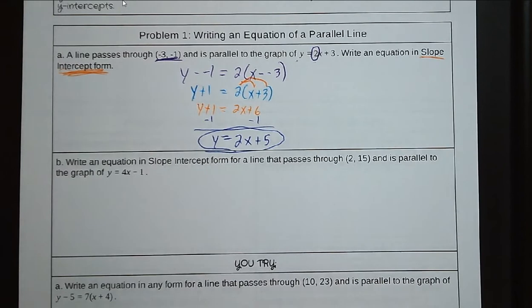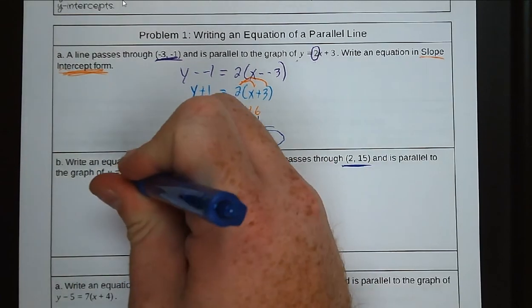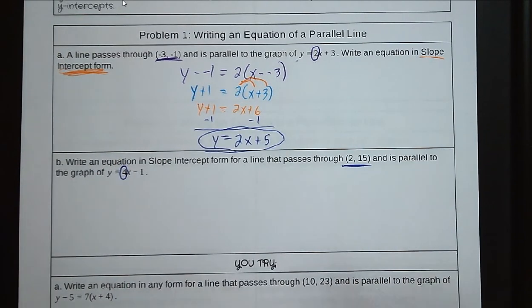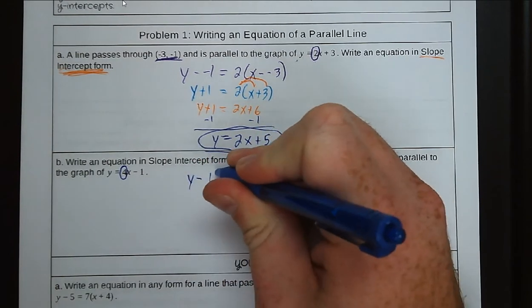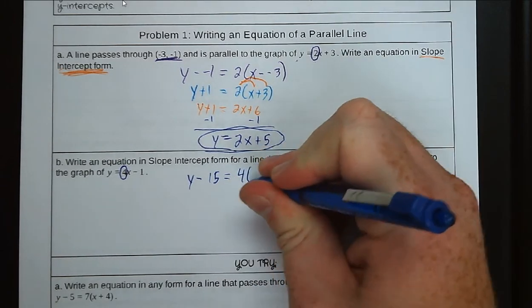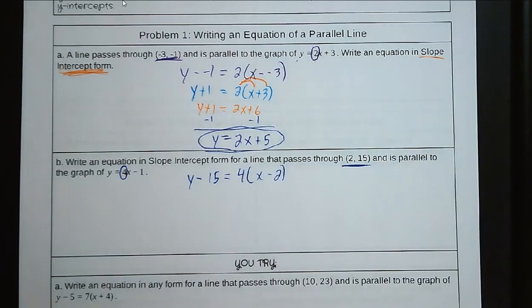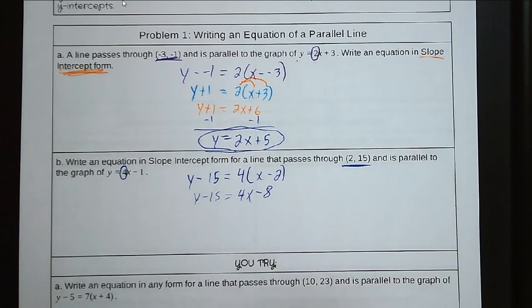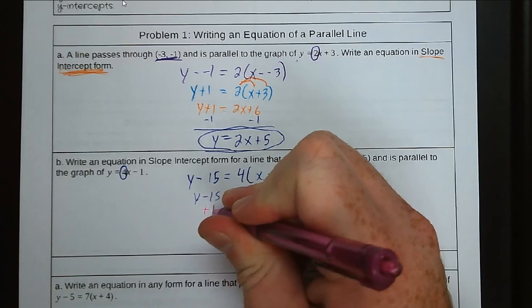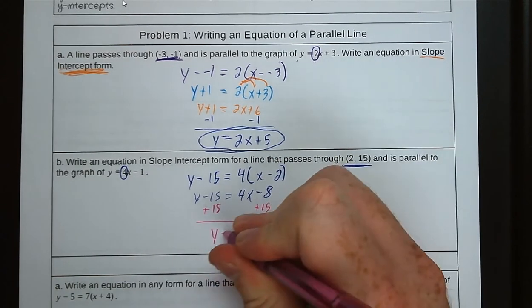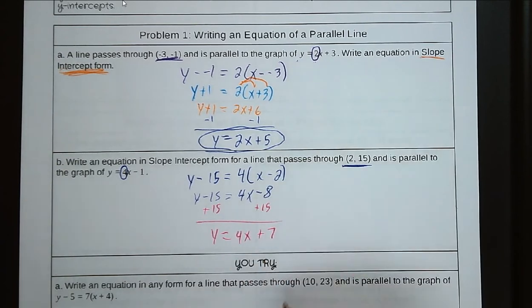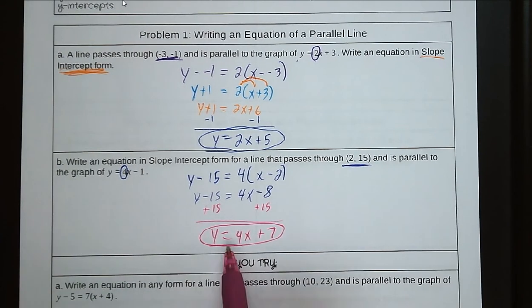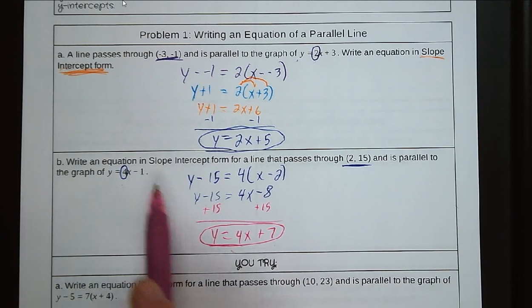Letter B: we're going to write an equation in slope-intercept form that passes through the point (2, 15) and is parallel to the graph of y = 4x - 1. So 4 is my slope, and (2, 15) is my point, so my equation is y - 15 = 4(x - 2). Start by distributing: y - 15 = 4x - 8. Now add 15 to both sides, and y = 4x + 7. So we have an equation in slope-intercept form that is parallel to y = 4x - 1. Notice 4x and 4x are the same, we just have different y-intercepts. Okay?